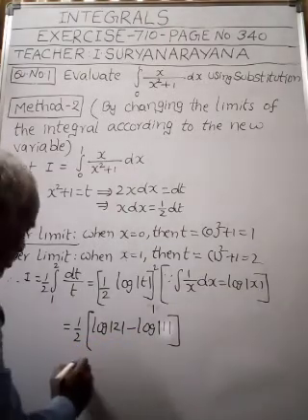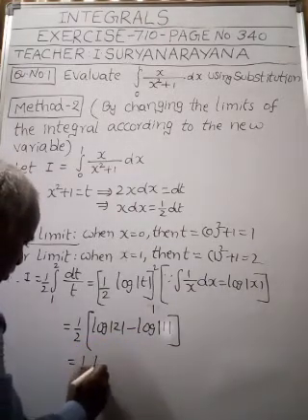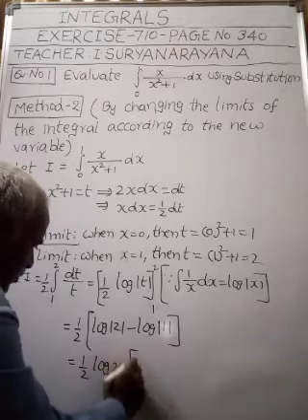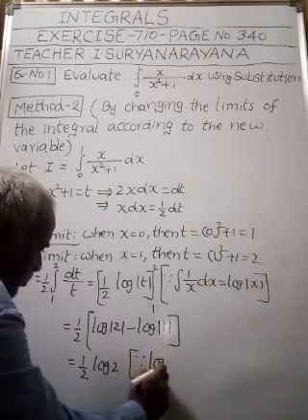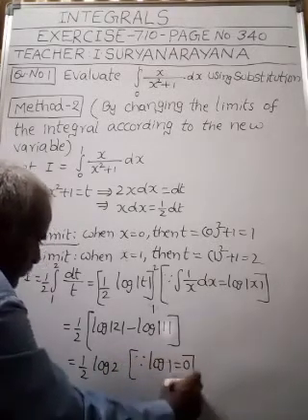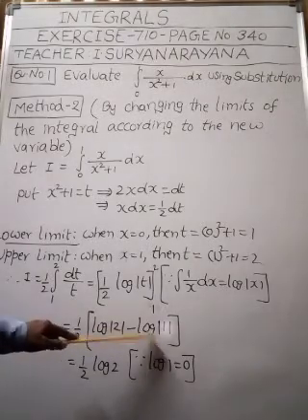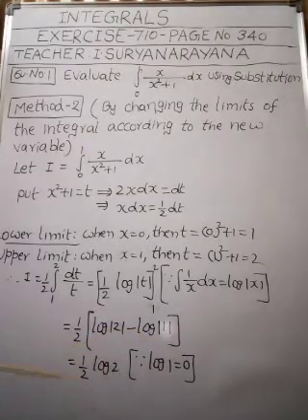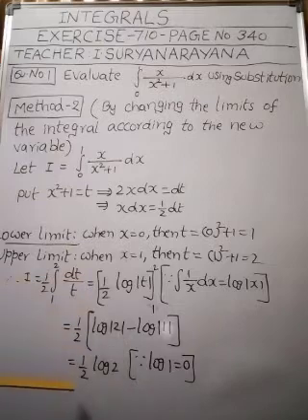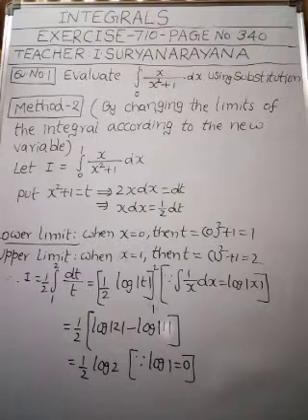That is equal to 1 by 2 log 2, because log 1 is equal to 0. So I am not writing the second term. Here also, in this method also, we get the same answer. Understood the difference between these two methods, my dear children? You can follow any method. Okay, my dear children? Right.